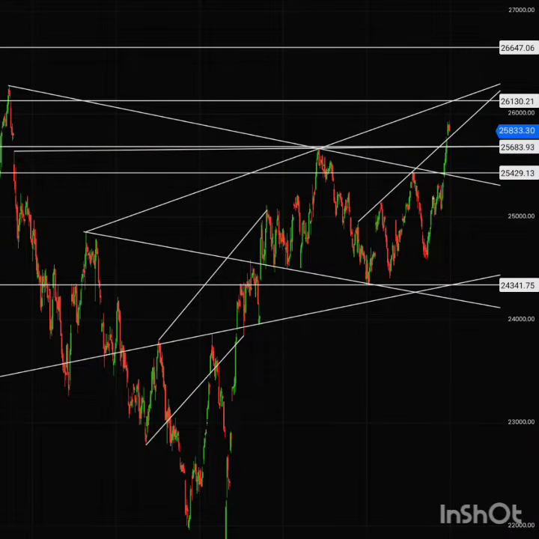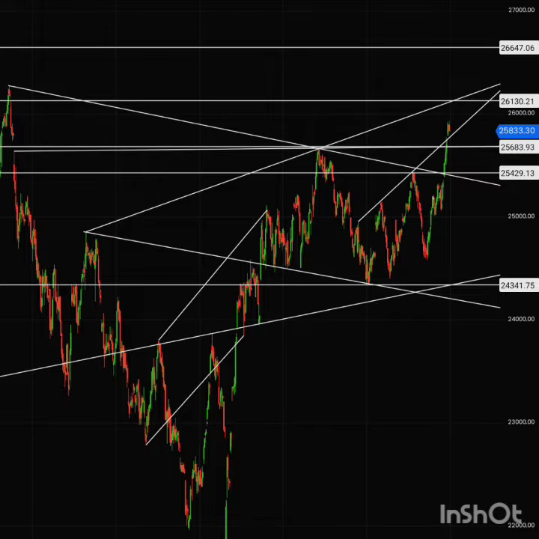Today I will try to analyze the Nifty full chart, that means weekly, 4 hour and maybe one day also. So we will get a complete picture of Nifty, what it's doing, what it has done and how this movement is going on.